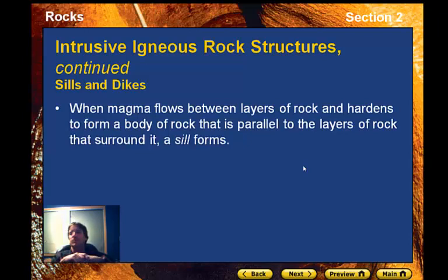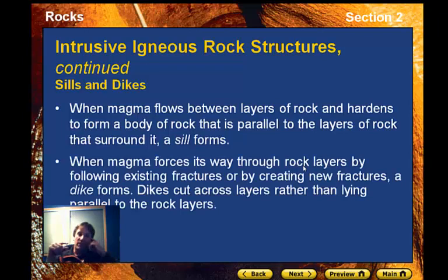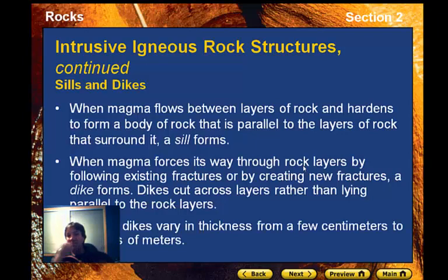That's called a sill. Now, in those same layers, if the magma, instead of going parallel with the layers, goes perpendicular, cuts across the layers, that's called a dike. Dikes follow the fractures that are already in the rock. We talked about fractures forming from a number of different things, mainly pressure relief. And they can vary in thickness from real small to great big giant ones, hundreds of meters thick.